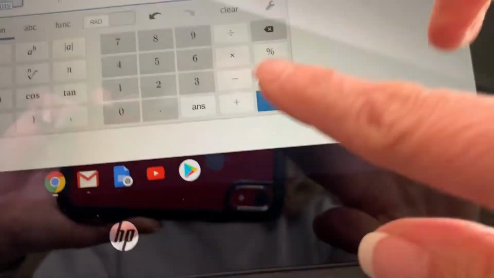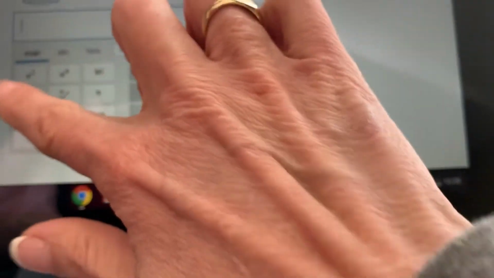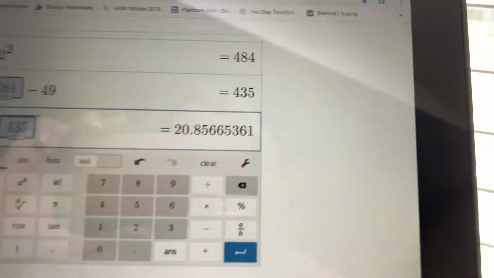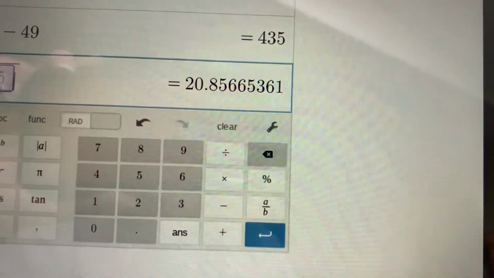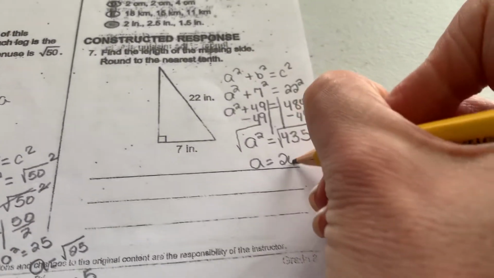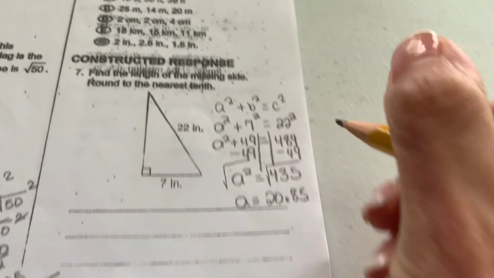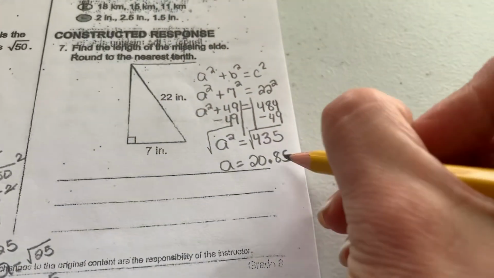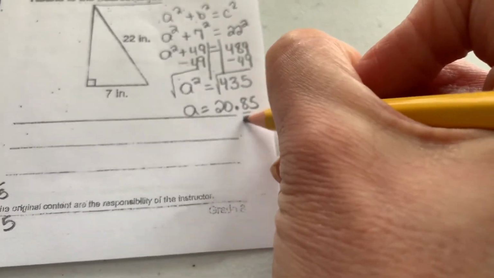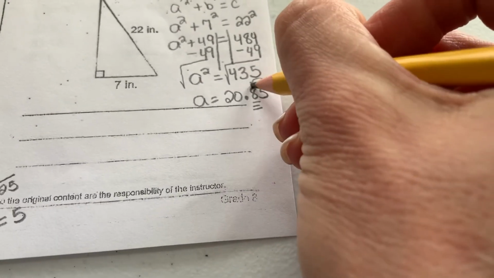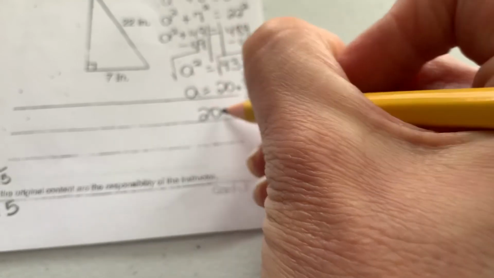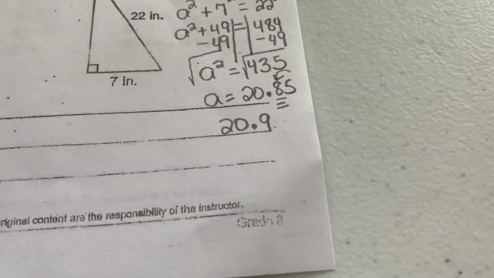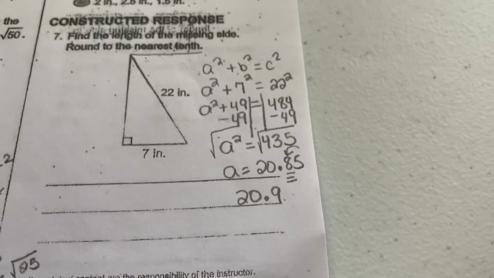So square root of that, square root of that. A equals, so I'm just going to come up here and watch what I'm going to do. I'm going to hit the square root and then hit answer. It's going to bring my answer down, and I get 20.85. But be careful, it told me in my directions to round to the nearest tenth. So the 8 is in the tenths place, and the 5 is going to change the 8 and make it a 9. So the answer to this one should be 20.9.